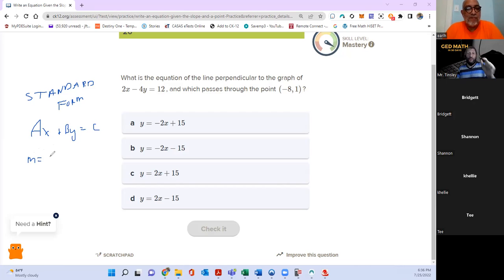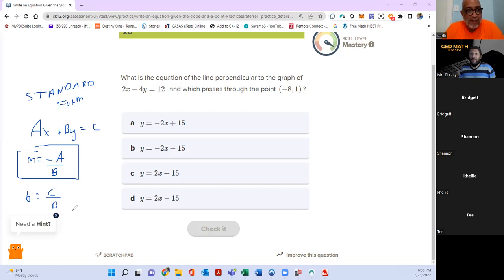But before we plug anything in, what is the quick way I showed you how to find the slope given in standard form? It's A over B and C over B. This is the mistake you're making. It's not A over B, it's negative A over B. Your y-intercept is C over B.